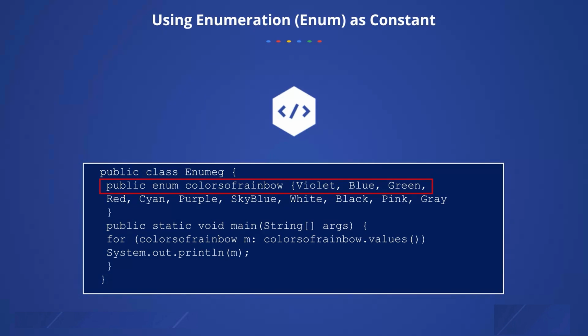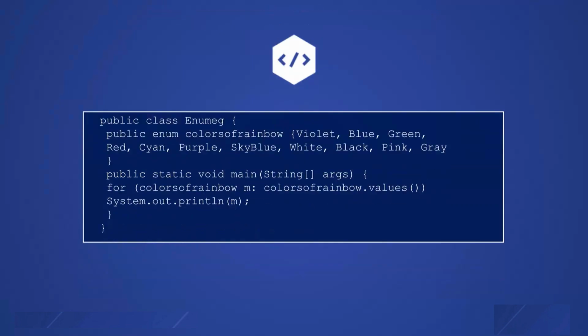The way to access this is that you can use the colors of rainbow variable name dot values, which will get you all the constants, and you can put that in this enhanced for loop and it automatically prints them. But one thing to understand here is, if you want to access any single value, you can just say colors of rainbow dot violet. Like that, you can access all the values.